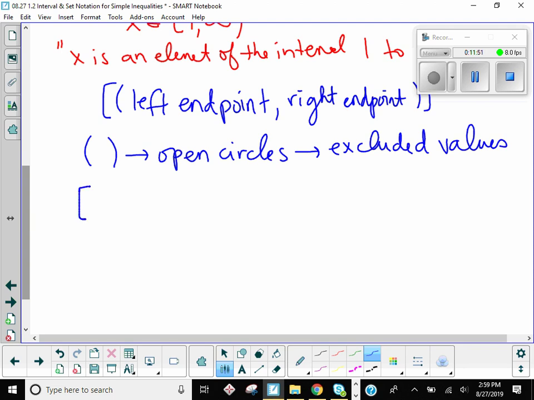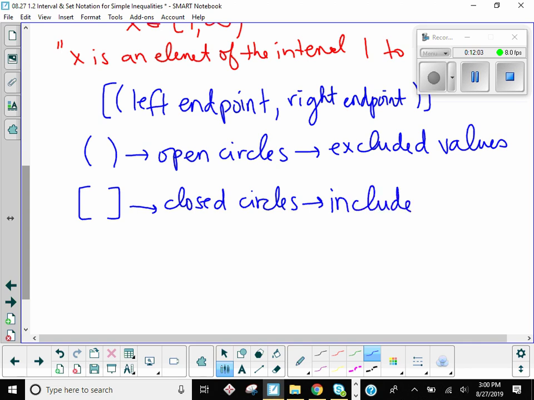And so parentheses are for open circles. What do you think I'm going to tell you straight brackets are replacing? Closed circles. And that's for included values. So in the original example of at least one, it could equal 1, and so that's an included value, and that's why we put a straight bracket on it and not a parenthesis.